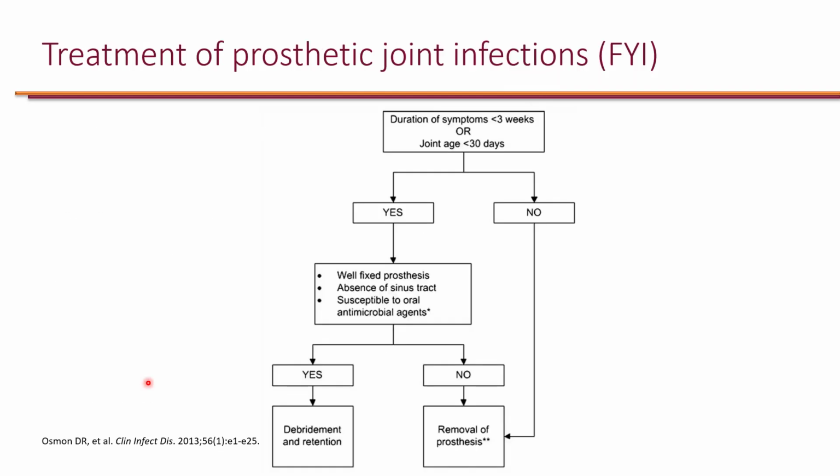Typically, the way it's decided whether the hardware should be removed or not has to do with the duration of symptoms. So typically, if the symptoms are greater than 3 weeks, or if the hardware is older than 30 days, then it's removed and replaced with a new one. Otherwise, if the symptoms have been less than 3 weeks or if the hardware is pretty young, less than 30 days, debridement and retention will likely be enough.